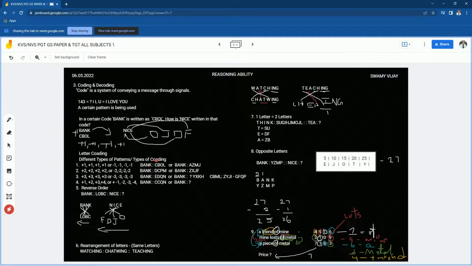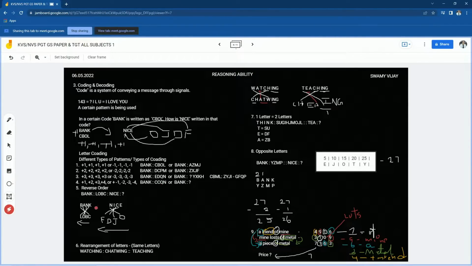Now what I want to say, in +1 it is very easy. +2 is also moderately easy, but when it comes to +3, now you are facing a little difficulty. Let us go with a different pattern. What is this different pattern? The pattern being used here is +1, +2, +3 and +4, or it can be -1, -2, -3, -4. Now what is this fourth one, Priyanka? Tell me how BANK is written as CCQN?